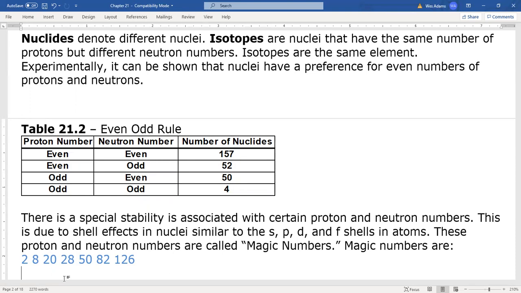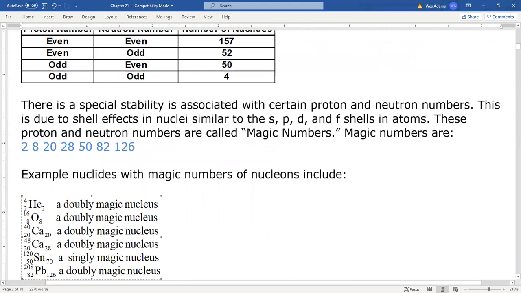But you'll find that combinations of those tend to produce unusually stable nuclei. Here are some examples. Helium with a mass of 4, 2 protons, 2 neutrons, both magic numbers. We call it doubly magic. Oxygen-16, 8 protons, 8 neutrons, doubly magic, where the neutron number is a subscript on the right. Calcium-40, 20 and 20. Calcium-48 is 20 and 28 because 28 is also a magic number.